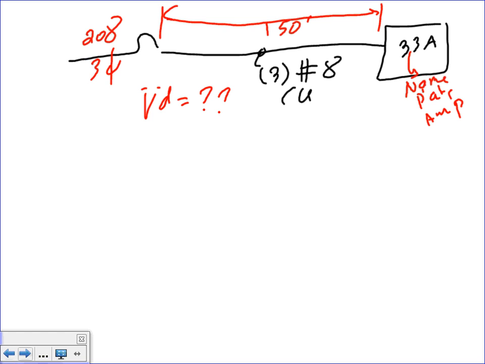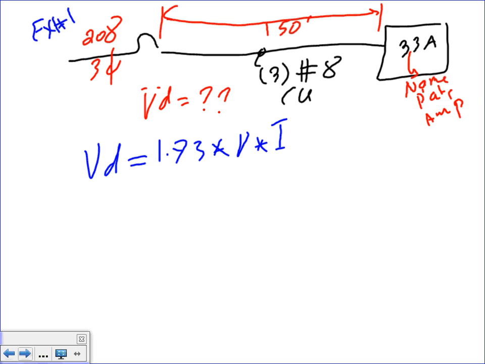All right, let's do a voltage drop, example number 1. VD equals what? 1.73 times voltage times current, not voltage, times, in this case, I'm going to use K I L over CM. I will use KIL over CM. Do you have a problem with that?